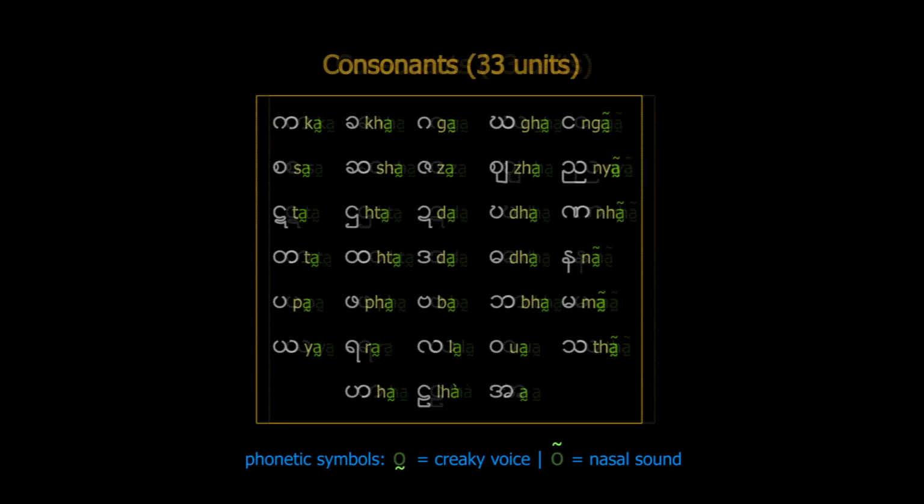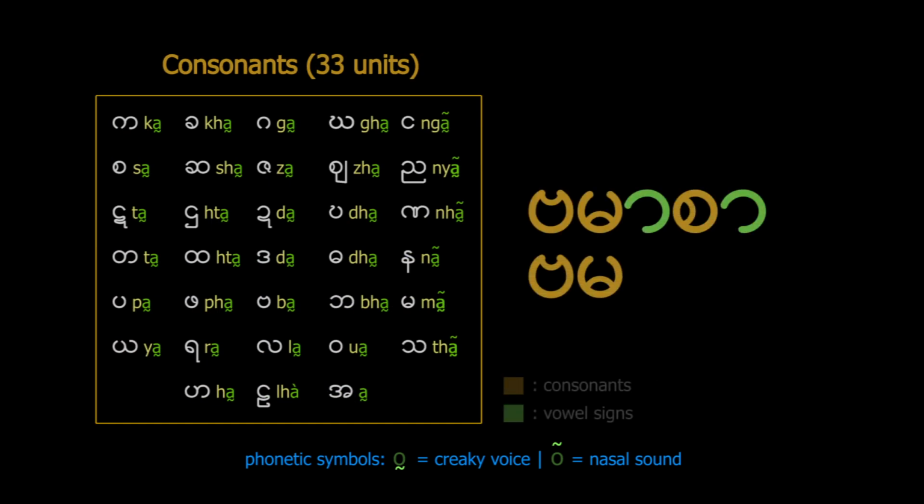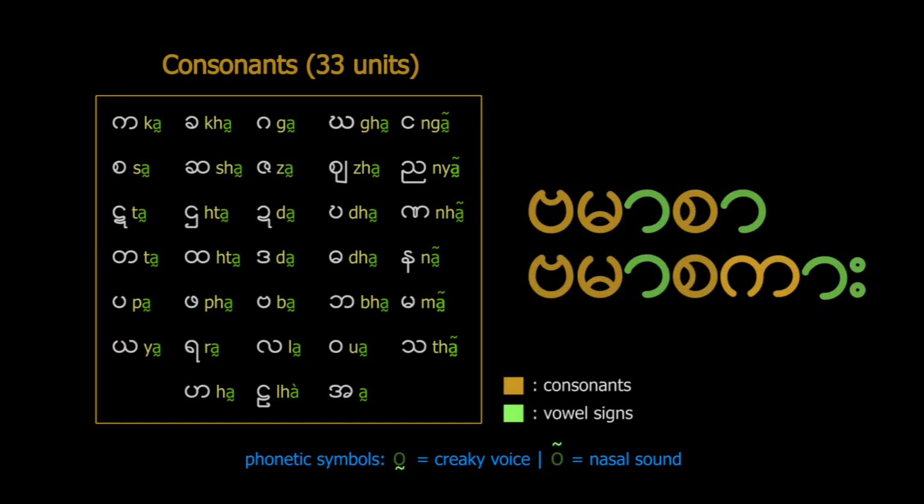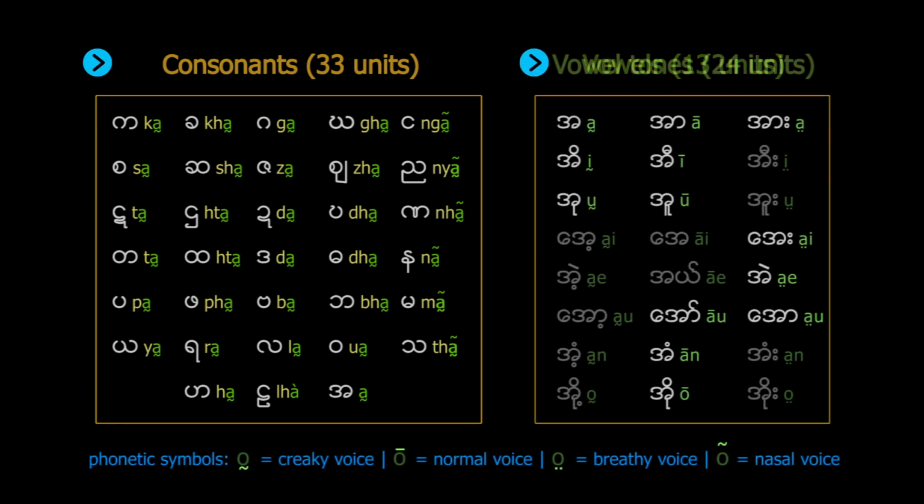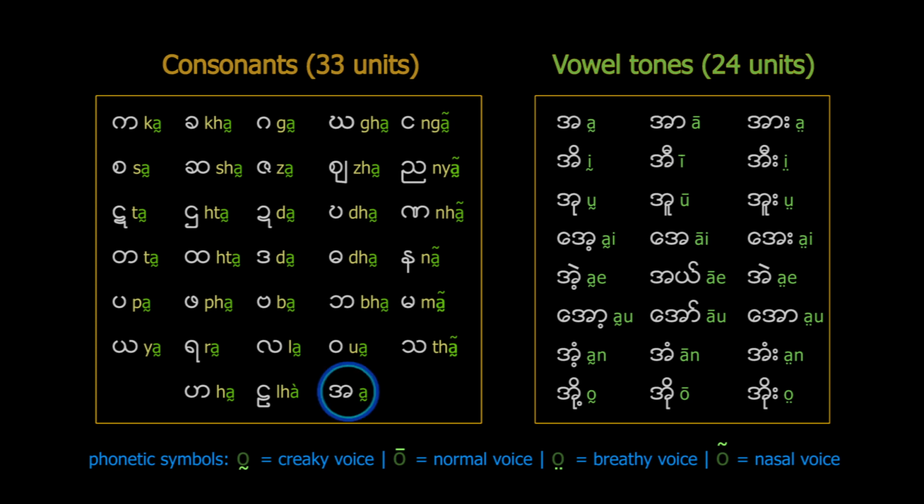Today we are going to learn how to construct Burmese words by using consonants and vowel sounds. The Burmese language is tonal and syllable based. In addition to 33 consonants, there are 13 basic vowels which are the source of 24 vowel tones. If you look carefully, you will notice that the letter A is considered both as a consonant as well as a vowel. In fact, the vowel tone A is inherent in all consonants.